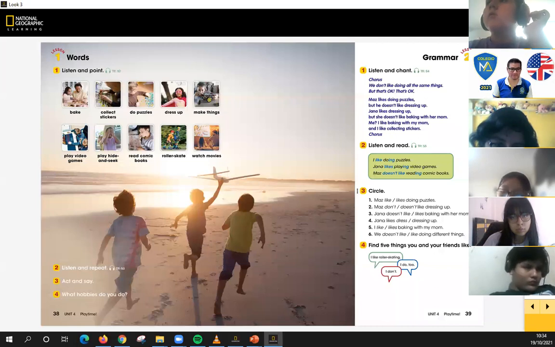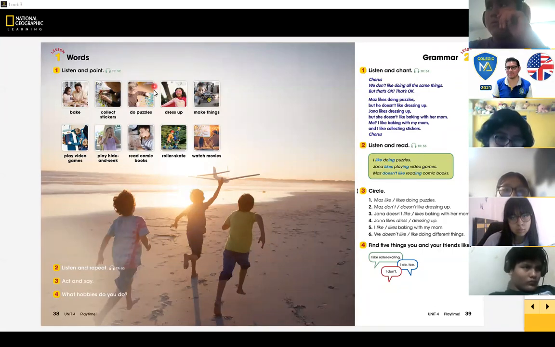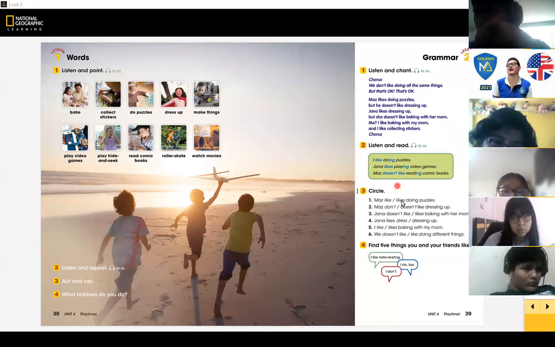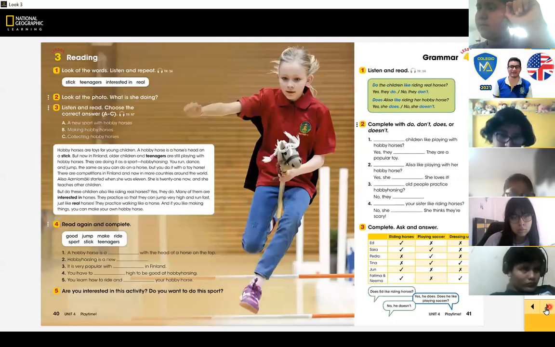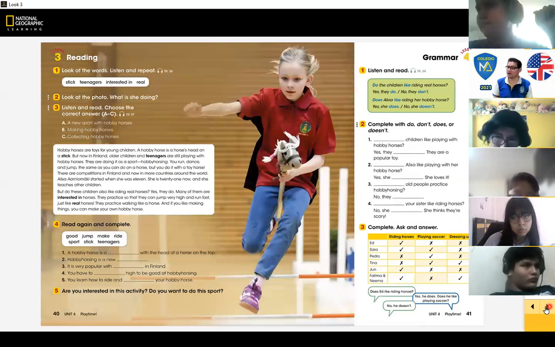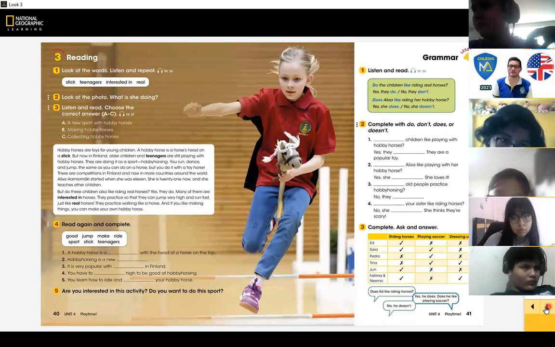This is playtime. We're learning about some activities, right? Some actions. For example, bake, collect stickers, do puzzles, etc. Then we were learning about the use of I like doing puzzles, I like playing, Jenna likes, doesn't like, etc. Then we were learning about the questions. Do the children like writing? Does Alisa like writing? Yes, they do. Yes, I do. Yes, she does. No, she doesn't, etc.